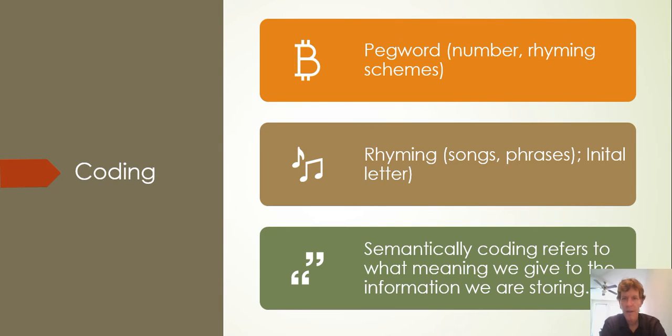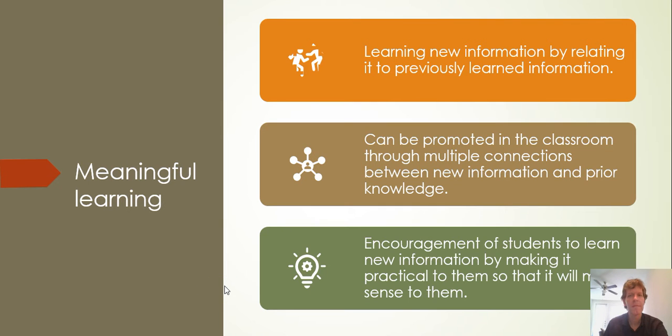We get into coding, for instance, numbers, rhyme schemes, rhyming with songs and phrases. Semantic coding refers to what meaning, remember semantic process, meaning-making process, what meaning we give to the information that we are storing, and we can make meaning through numbers, rhymes, songs, for instance, along with other means. We get into how does something get stored in long-term memory in a meaningful way.